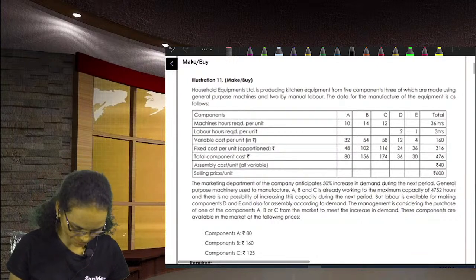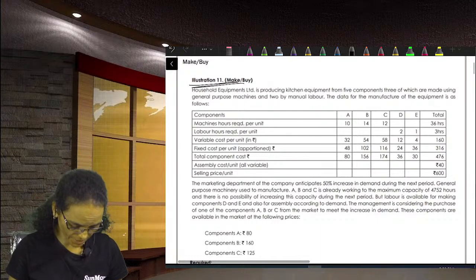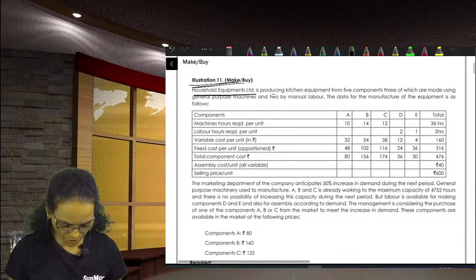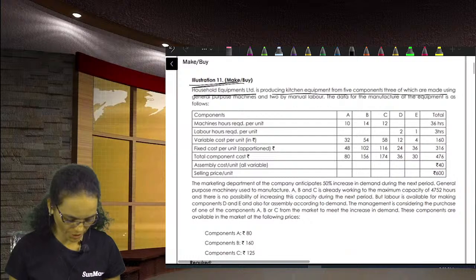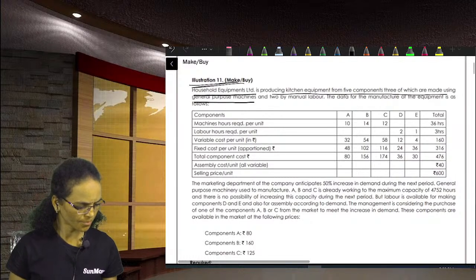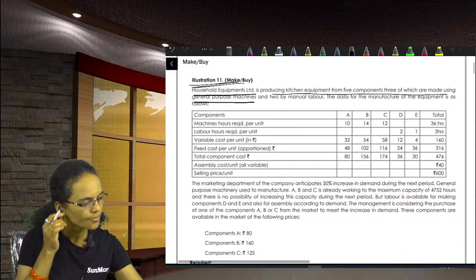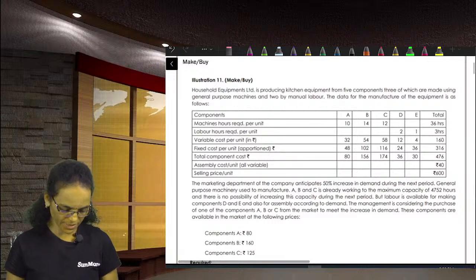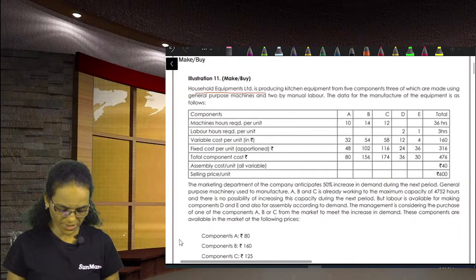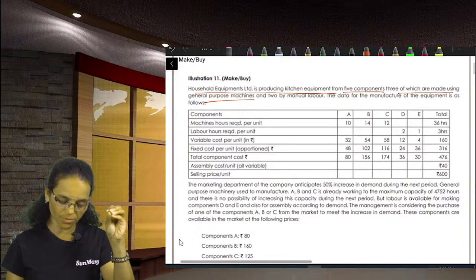Okay, I will read the question. Question number 11 from marginal costing, that is decision making. Household Equipments Limited is producing kitchen equipment from 5 components, 3 of which are made using general purpose machines. Yes, we will start the question once again. See, this is the question I have chosen.